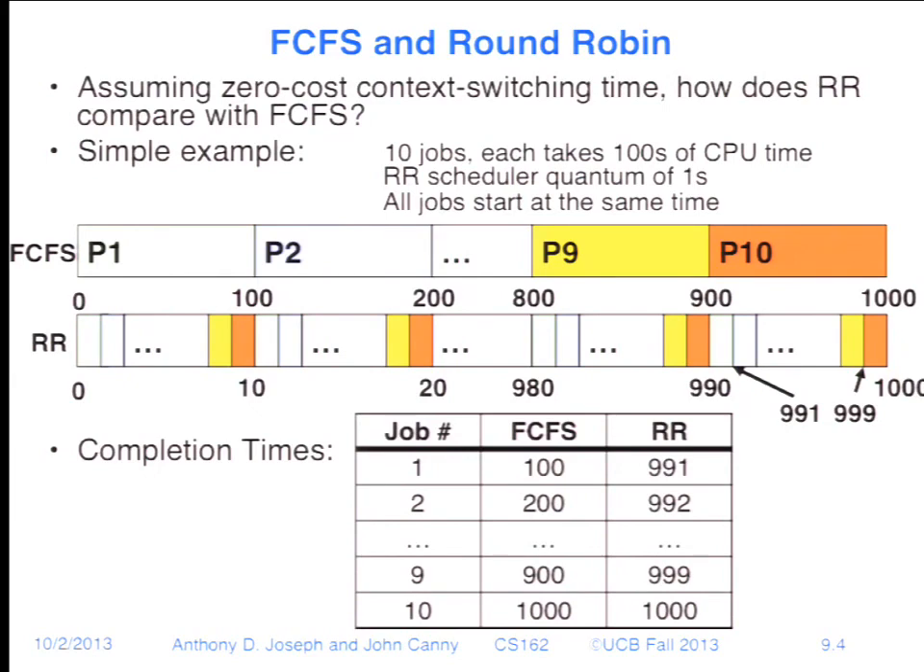Here we're showing the completion time for each job. With first come, first served, it's just the point where the job finishes, so it's 100, 200 through 1,000. And then round robin, because they're all finishing in that very last chunk, is between 990 and 1,000. So how do the average completion times compare?